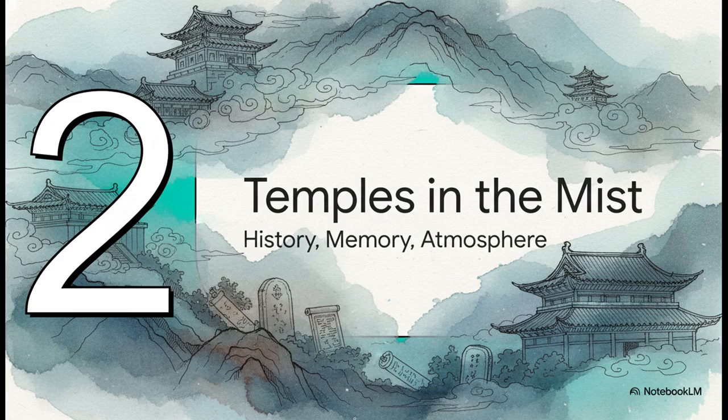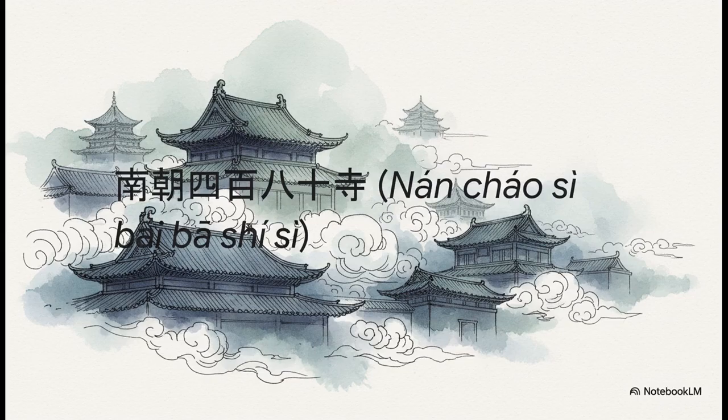So far, everything has been bright, clear, and just buzzing with life. But now, in the second half of the poem, the mood shifts, pretty dramatically. We move from the sensory present into a much deeper, more atmospheric world of history and memory. The third line, and you can hear the change in tone. Nan chao si bai ba shi si.